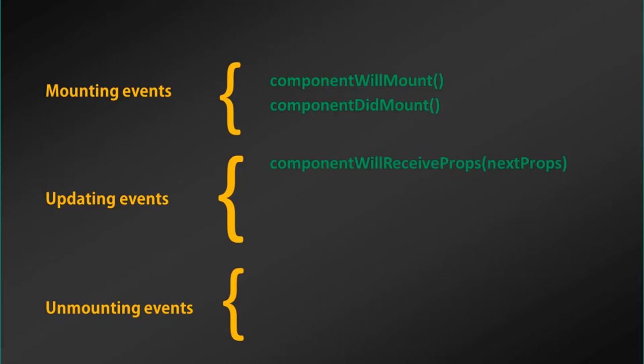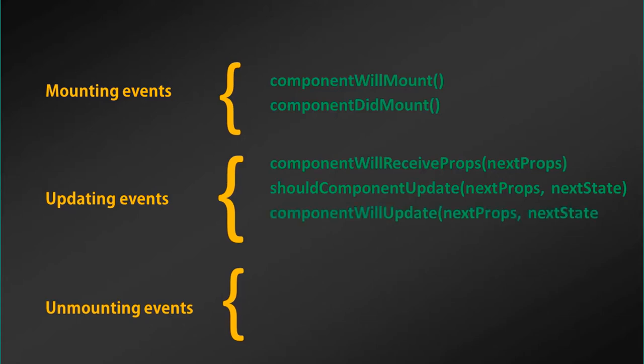Then we have updating events. In this event, we have four methods. First, componentWillReceiveProps, it means properties. Then we have shouldComponentUpdate. Then we have componentWillUpdate. And the last, componentDidUpdate.